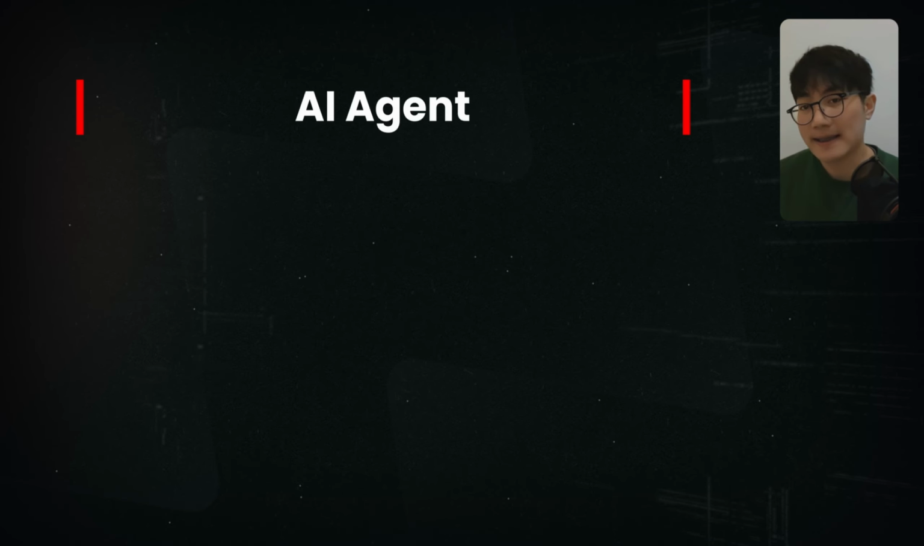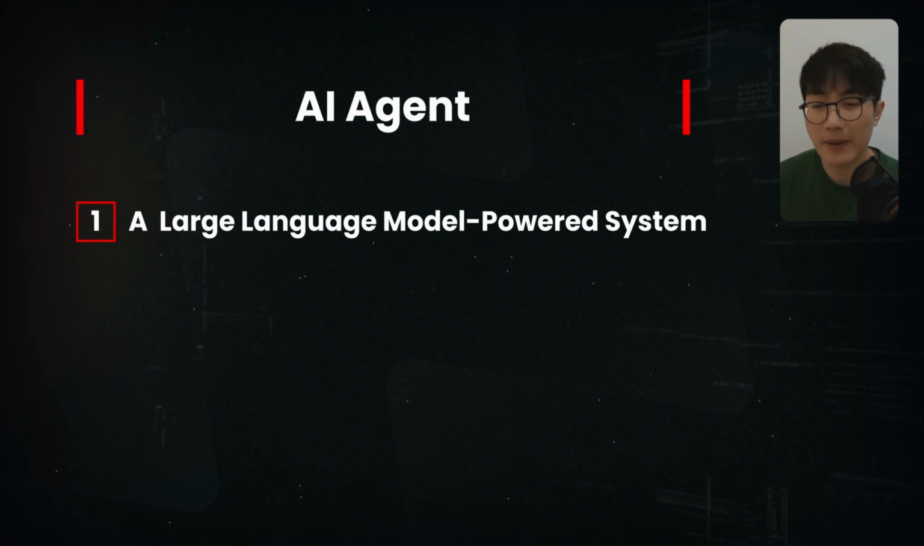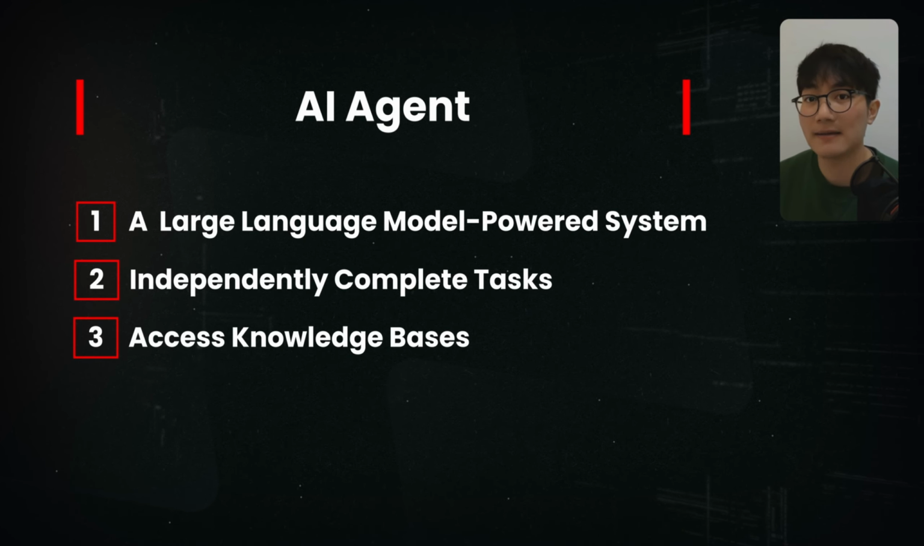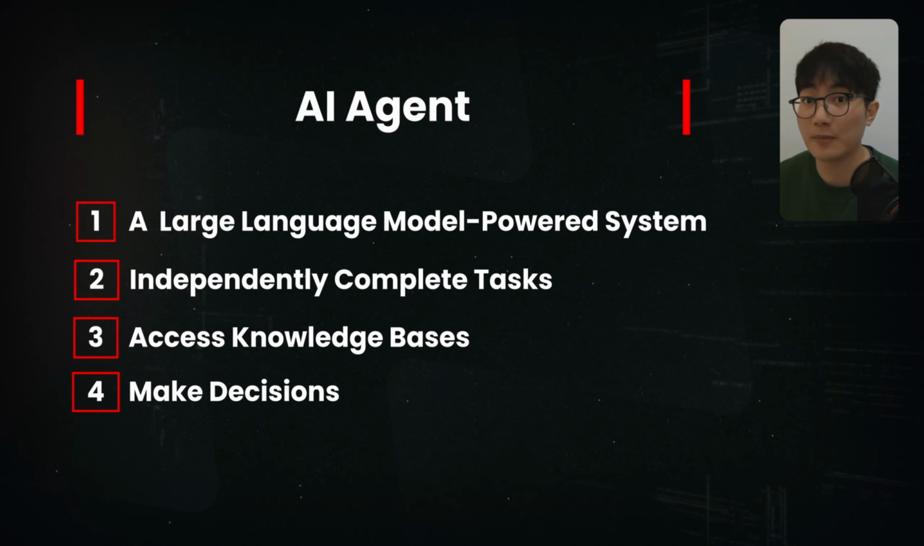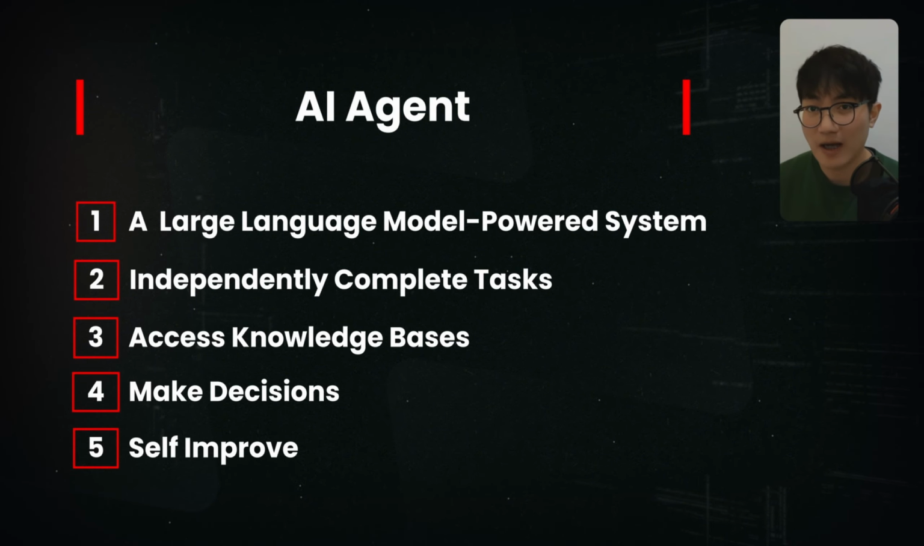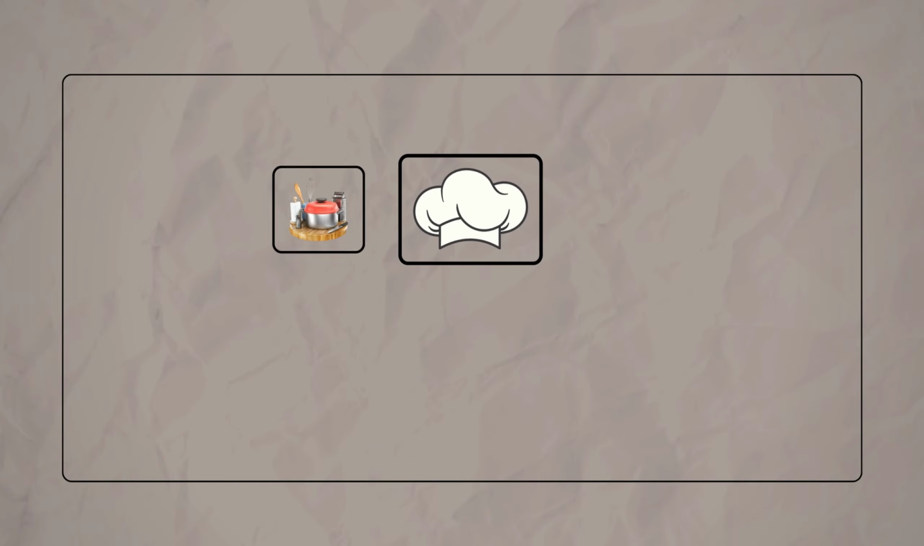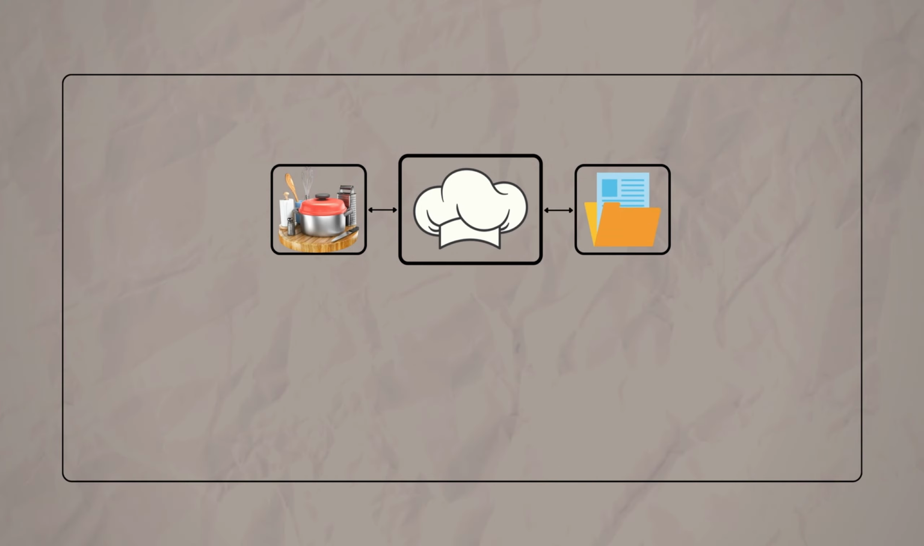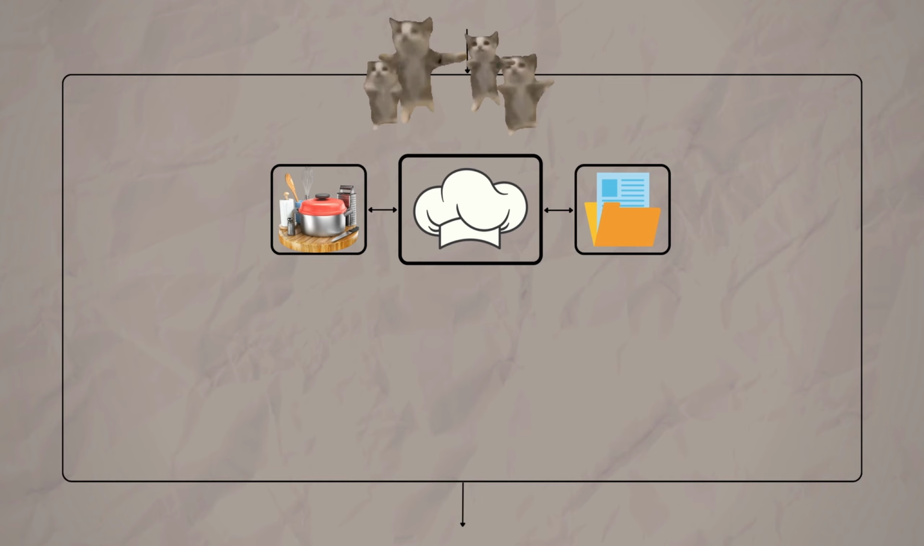An agent is essentially a large language model powered system that can independently complete tasks, access knowledge base, make decisions, and improve itself based on feedback. I'll give you an example. Imagine you're a restaurant owner managing a kitchen with a clever chef, various cooking tools, and a collection of recipes and notes. On opening days, orders start pouring in.